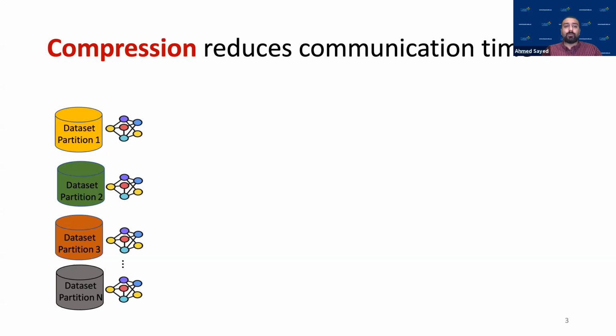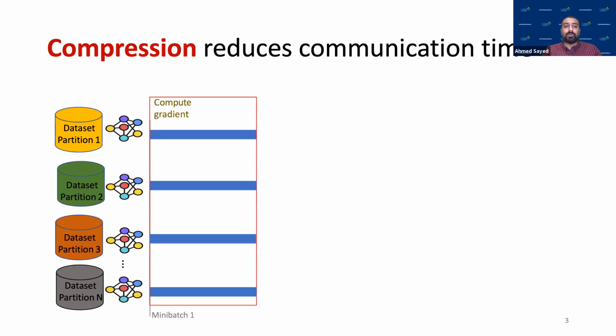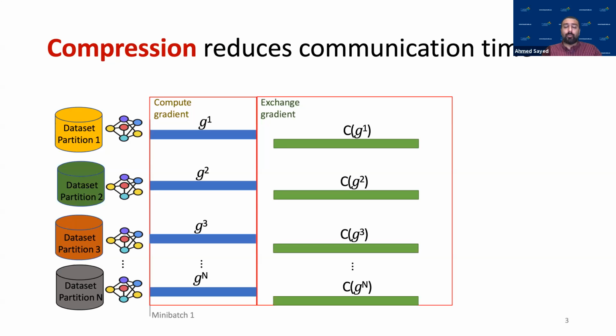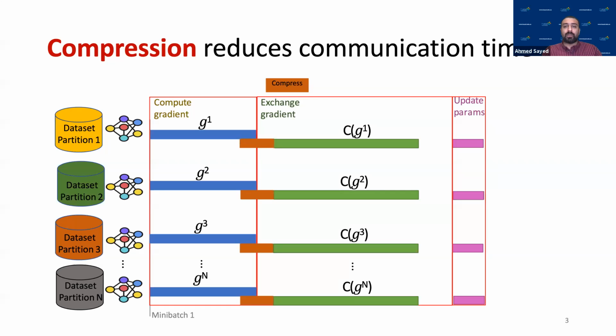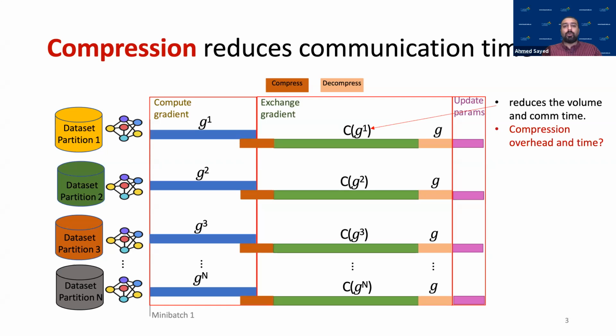In compressed communication, the workers compute their local gradients, and they exchange the gradients by performing compression. Afterwards, they would update the parameters using the uncompressed gradient. So now compression would reduce the time, but this is dependent on how efficient your compression technique is, because compression and decompression add to the iteration time. So we also need to reduce the compression overhead and time.